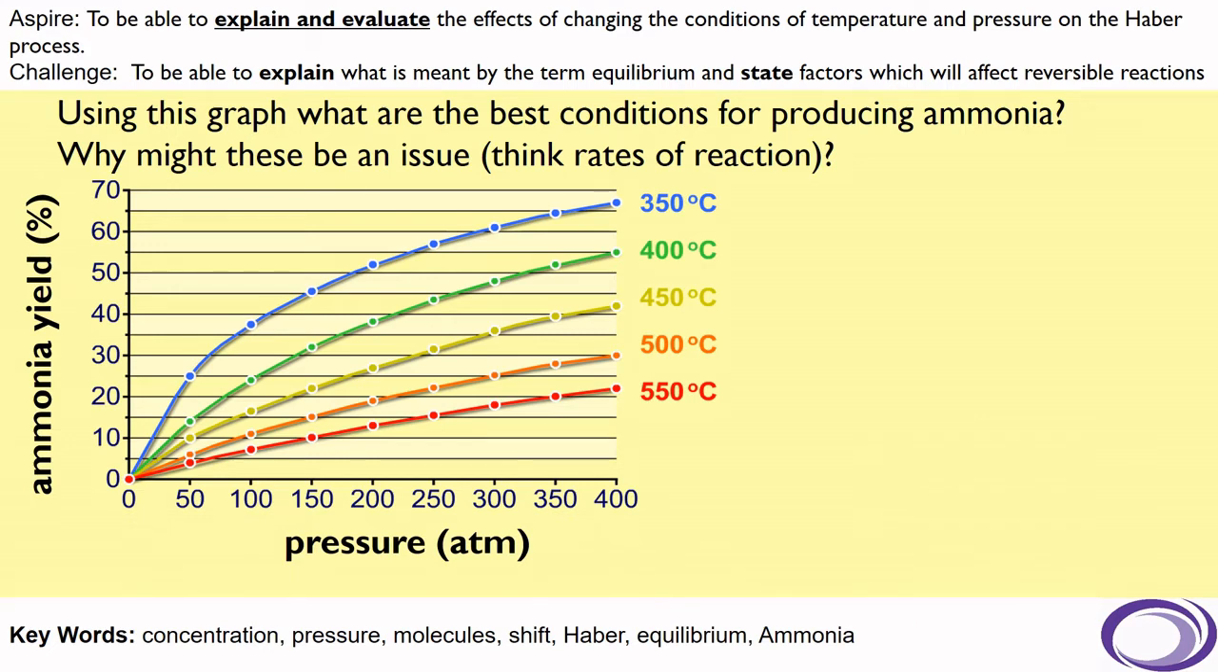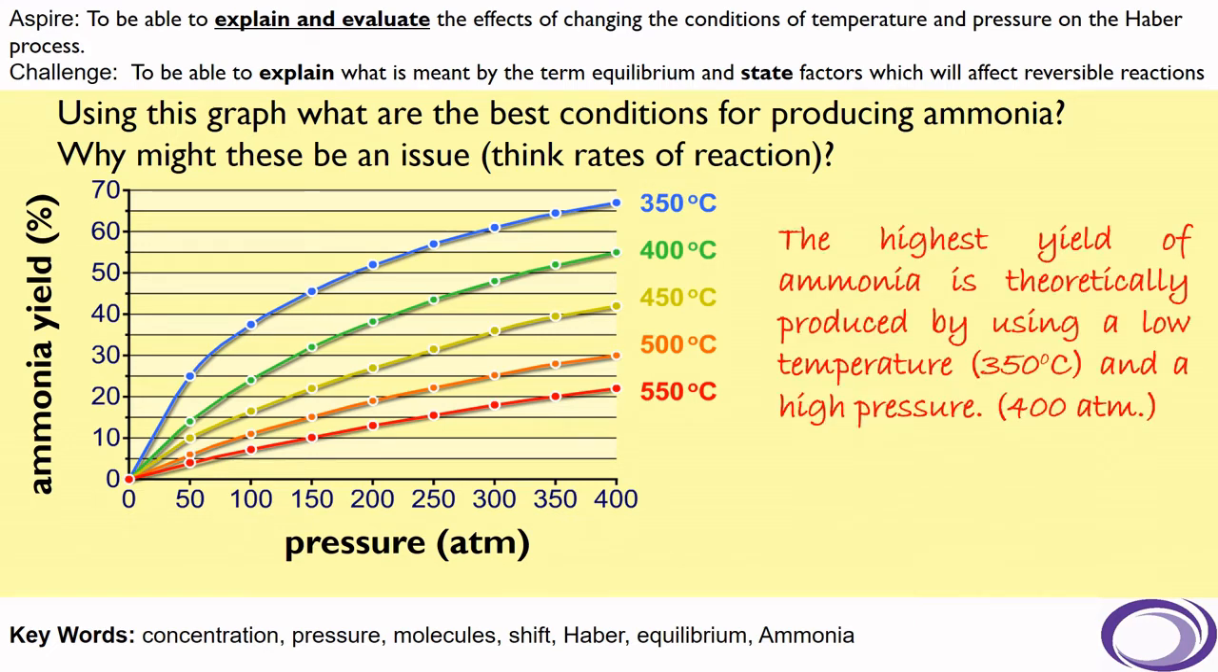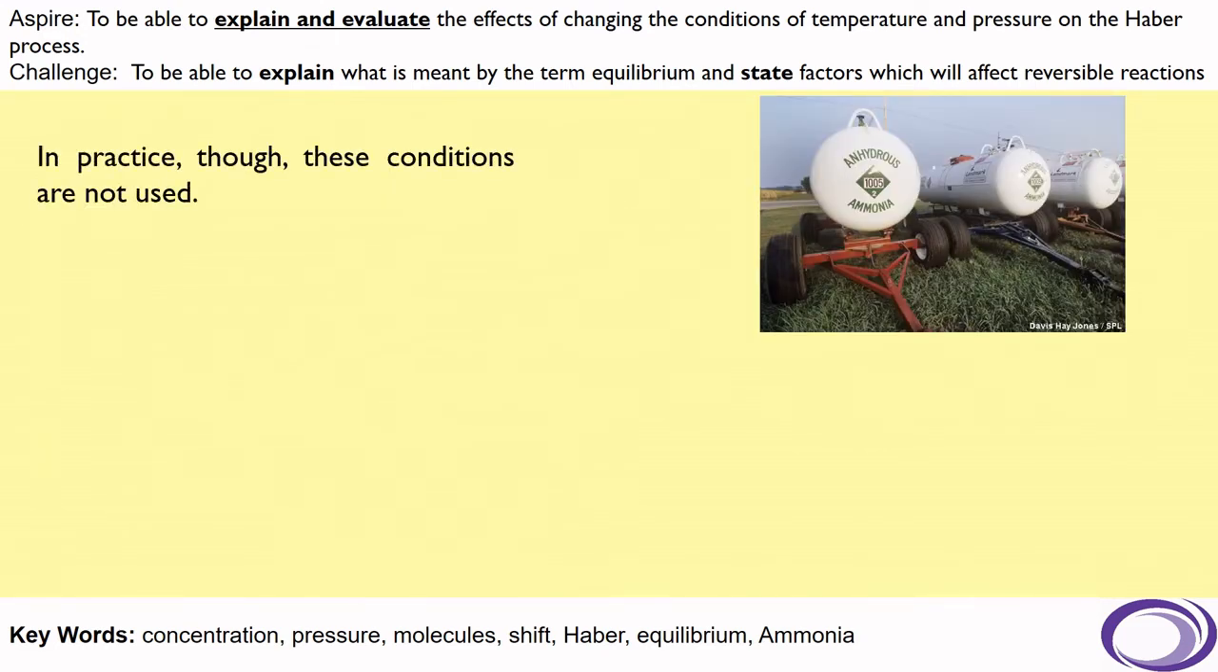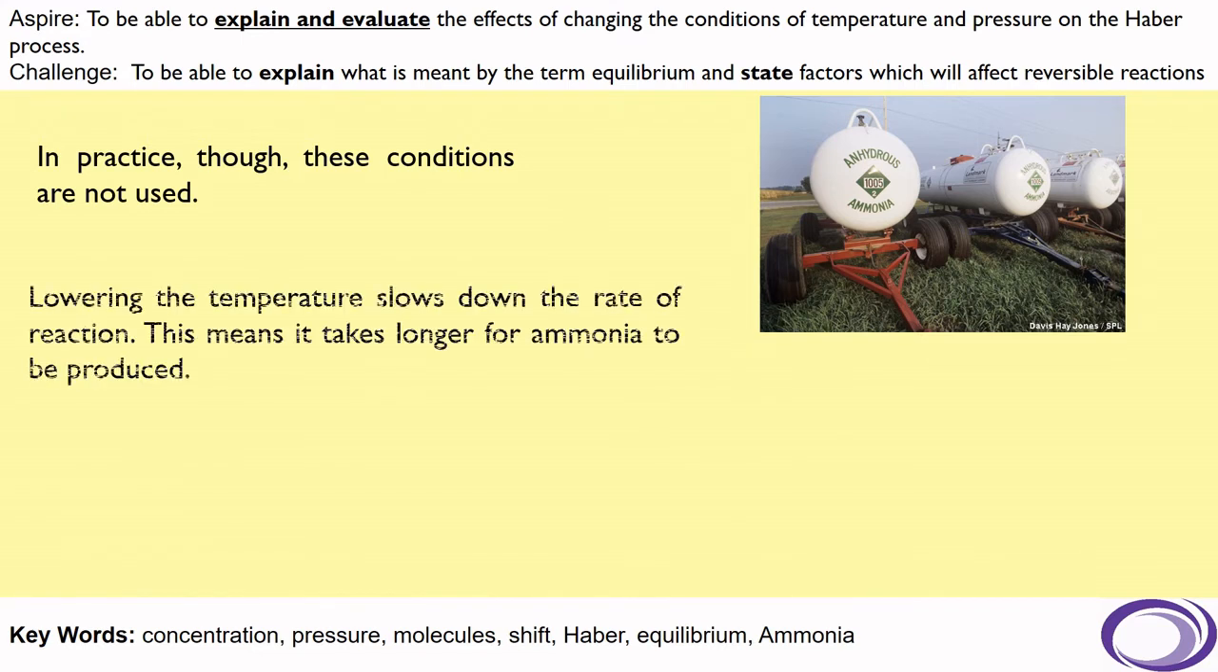So, from the graph, the highest yield of ammonia would theoretically be produced by using a low temperature, and the specific temperature here would be 350 degrees C, and a high pressure. Now the issues there would be in the fact that the low temperature would actually lead to a lower rate of reaction. And that means it would take significantly longer for the ammonia to be produced. So what you'd gain in terms of yield would be counteracted by how long it takes to produce that ammonia.